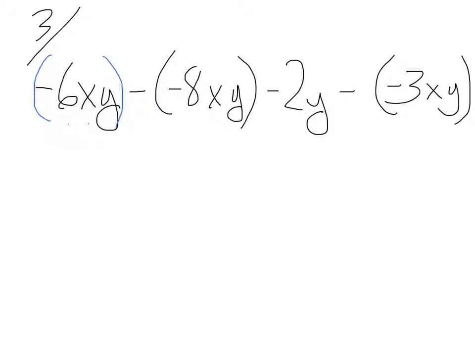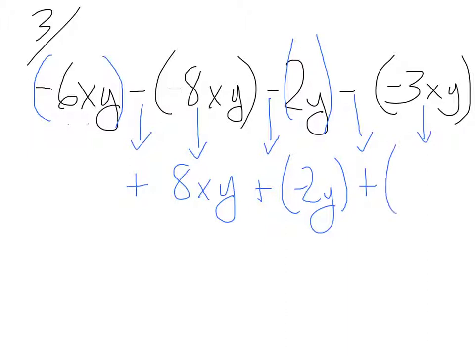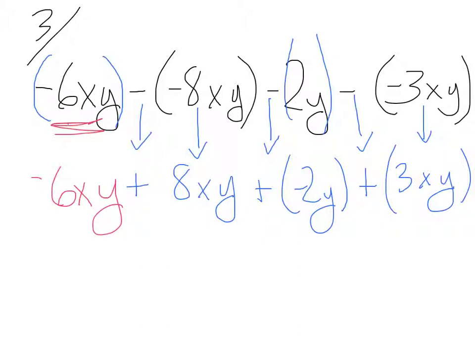Alright, so let's look for negative region. Here we go. Plus 8xy. This one plus. And the 2 is now a negative 2y. The negative becomes positive, and the negative 3x, positive 3xy. What happens to the first one? This one right here stays the same. Alright, now let's start combining.